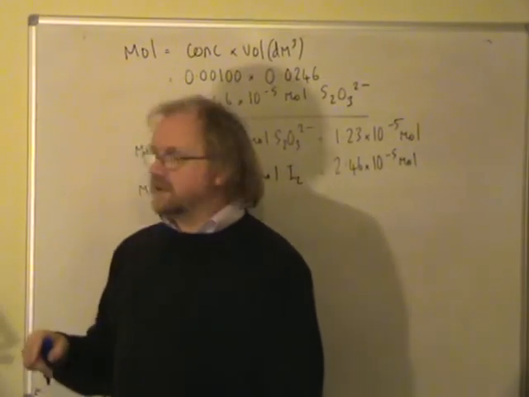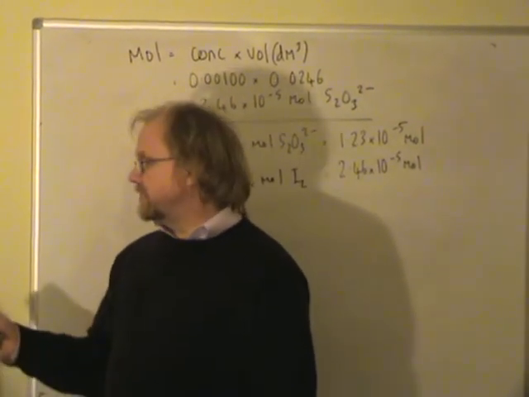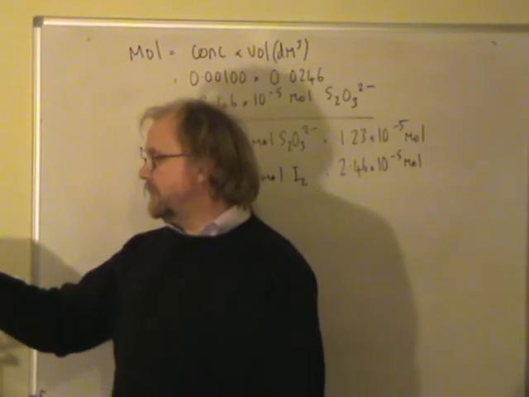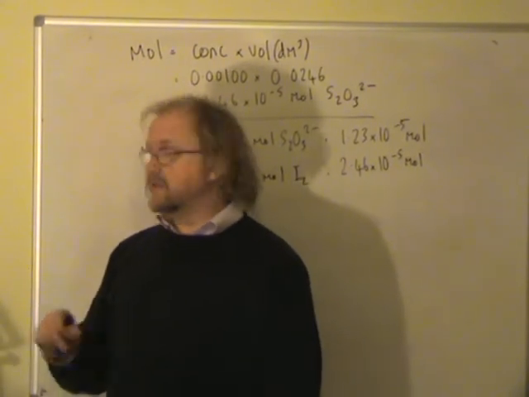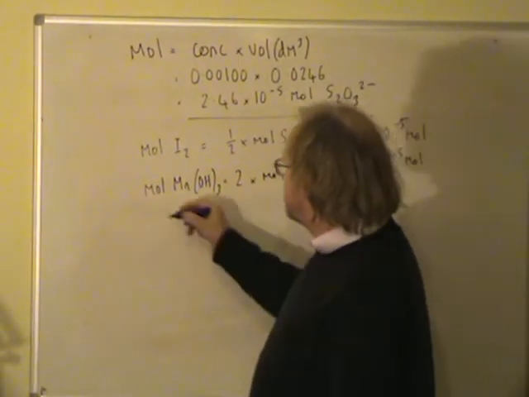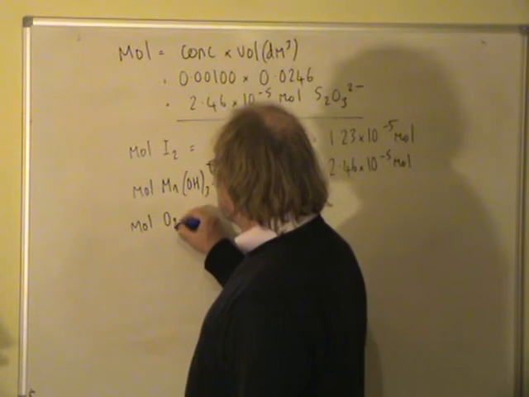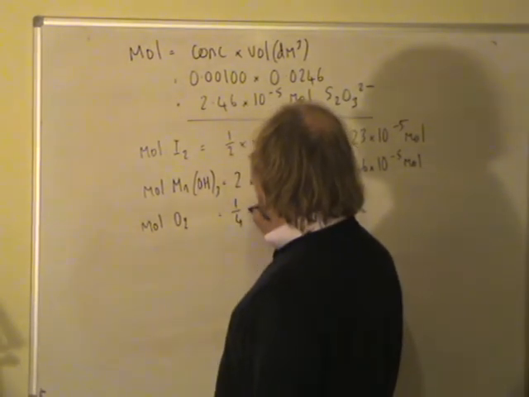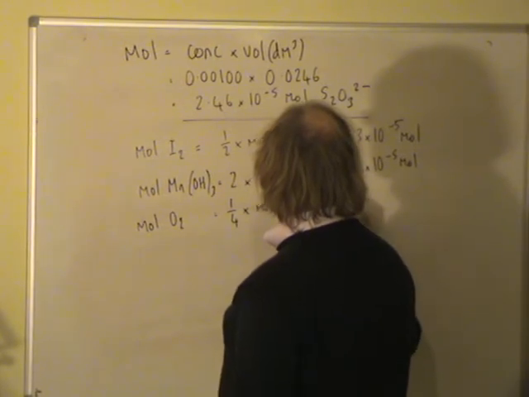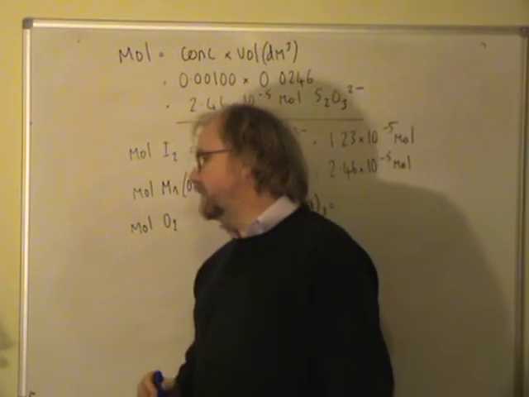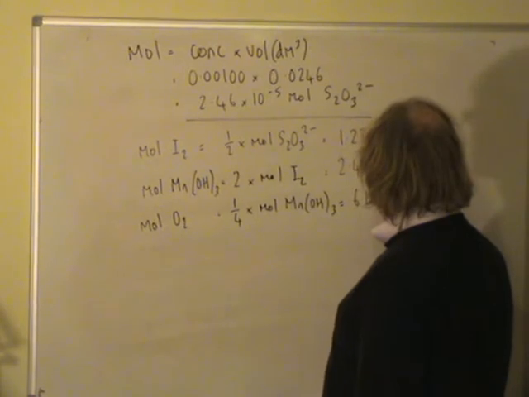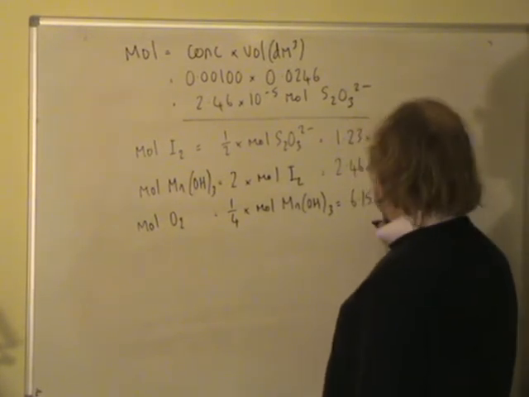Now we come to the equation at the top, and now finally we are going to get back to oxygen. And you can see that we've got to take 1/4 of the moles of MnOH3 to get back to the moles of O2. Okay, because each mole of O2 gives 4 moles of this stuff. So we get moles of O2 is 1/4 times the moles of MnOH3. And if you take 1/4 of that number, you get 6.15 times 10 to the minus 6 moles of O2.